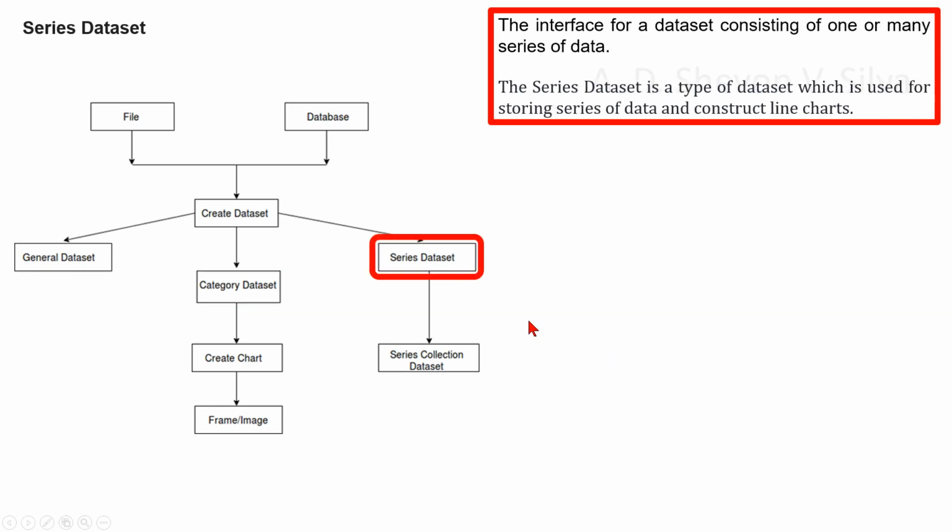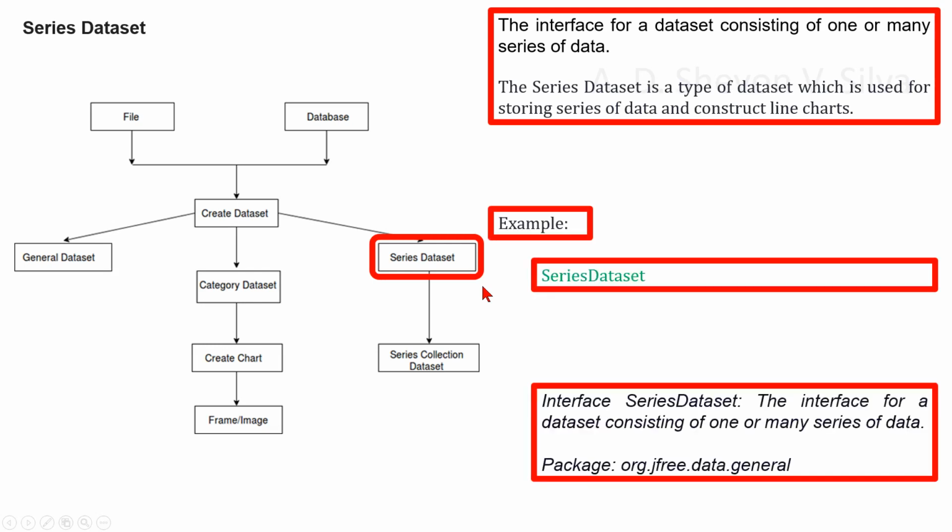Now we are focusing on series datasets. The interface for a dataset consisting of one or many series of data. The series dataset is a type of dataset which is used for storing series of data and constructing line charts. As an example, here we can consider SeriesDataset. The interface SeriesDataset, the interface for a dataset consisting of one or many series of data. This is in package org.jfree.data.general.